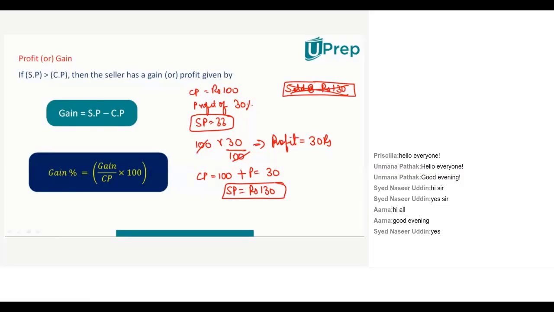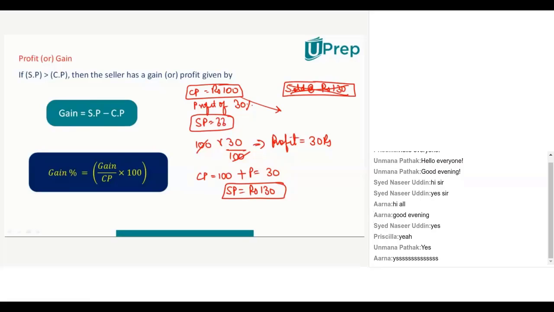Let me reverse the question. Let me go the other way around. If I tell you I have bought a pen for rupees 100 and I have sold the same pen for rupees 130, my question to you is, what is the profit percentage or loss percentage? Now, first and foremost, tell me whether we're going to get a profit or a loss. That's question number one. Profit.